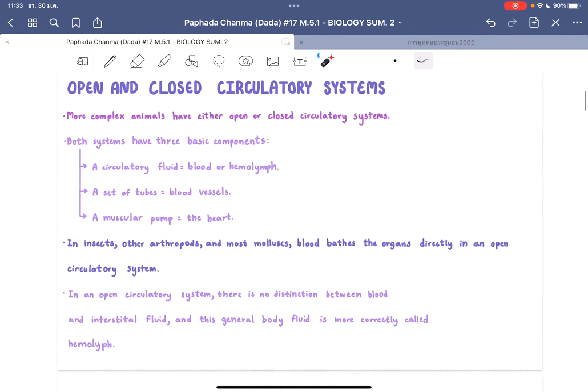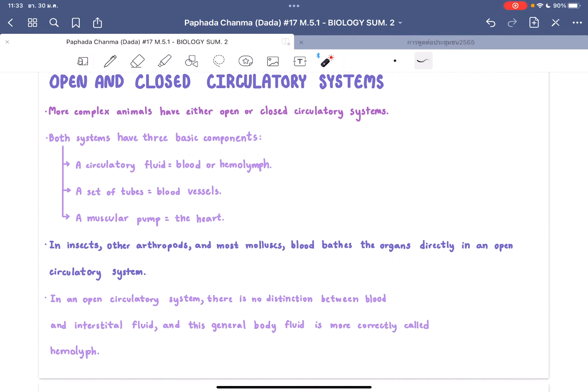Open and closed circulatory systems. Most complex animals have either an open or a closed circulatory system. Both systems have 3 basic components. The first one is a circulatory fluid, which is blood or hemolymph. The second one is a set of tubes, which is basically the blood vessels. The third one is a muscular pump, or the heart.